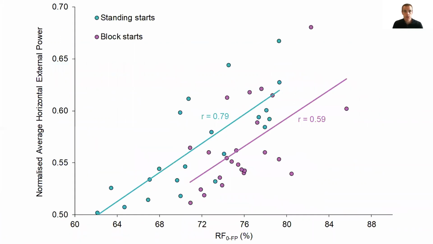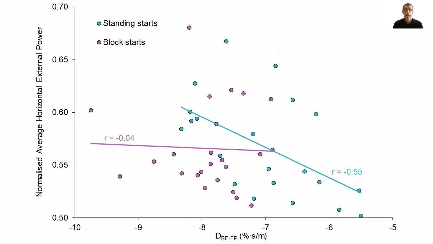If we look at the relationship between RF0, so essentially where our RF-velocity linear relationship crosses the y-axis, we can see some reasonably strong relationships here for both the block starts and the standing starts between RF0 and our performance measure, the average horizontal external power they produced over those exit and first four steps. And then if we look at the relationship between the slope of our RFV line, so the DRF measure, and performance, we can see some weaker relationships between these.